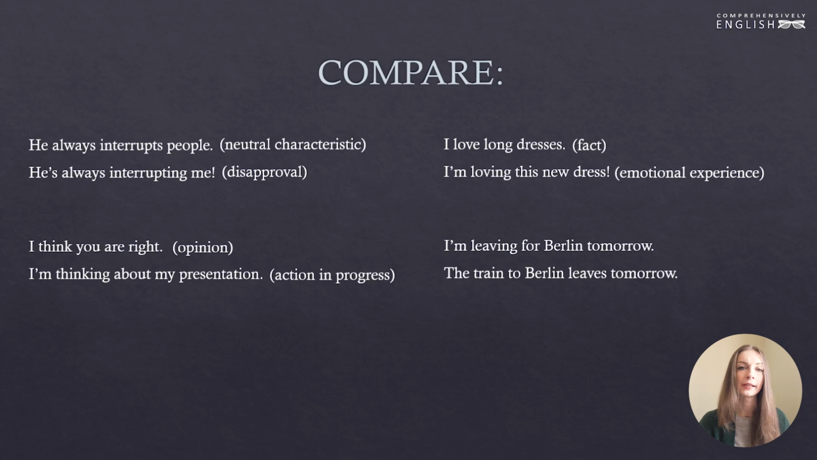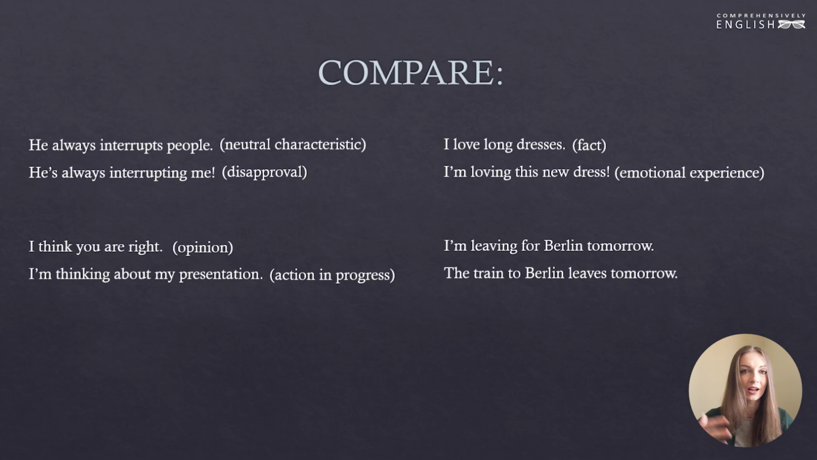I'm leaving for Berlin tomorrow. The train to Berlin leaves tomorrow. That's an interesting case because in the first sentence you speak about your plan. That's what you are going to do tomorrow. The train to Berlin leaves tomorrow. That's a schedule of a train. That's why we must use the present simple tense.